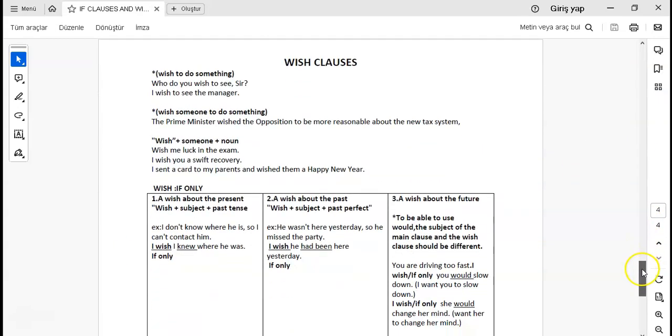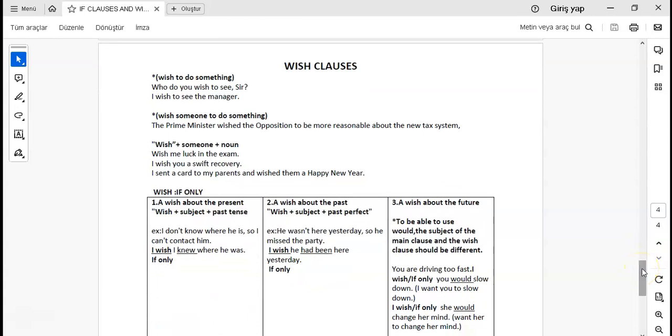And so let me move on. Wish clauses is a very brief topic that I like to talk about. And so "wish" means to want something, to desire something a lot. You can use it with the infinitive form, "wish to do". That's like "want to do".